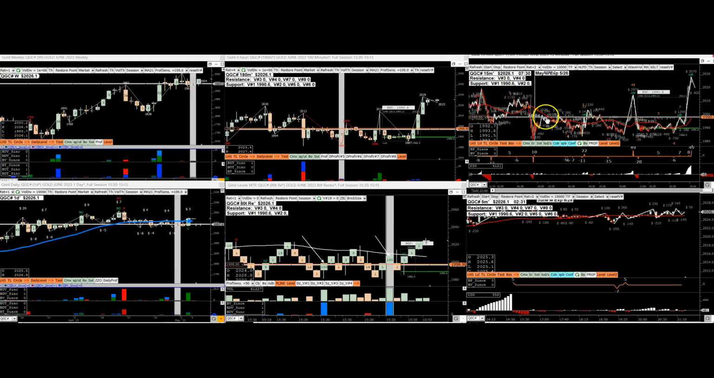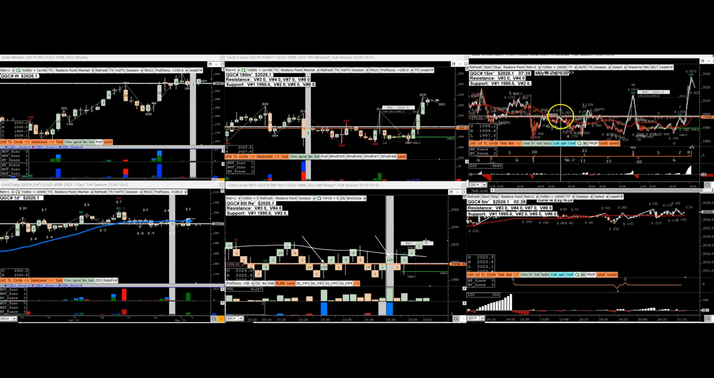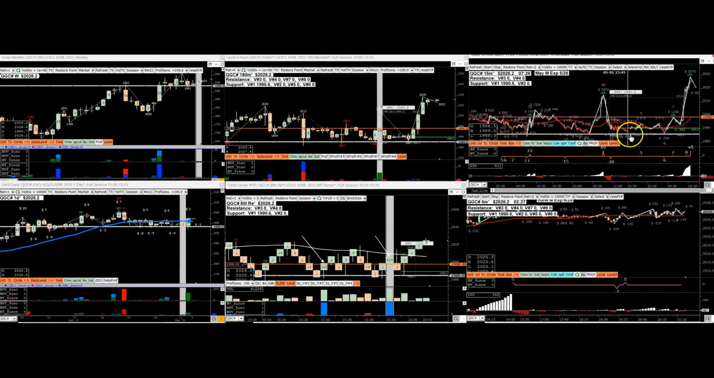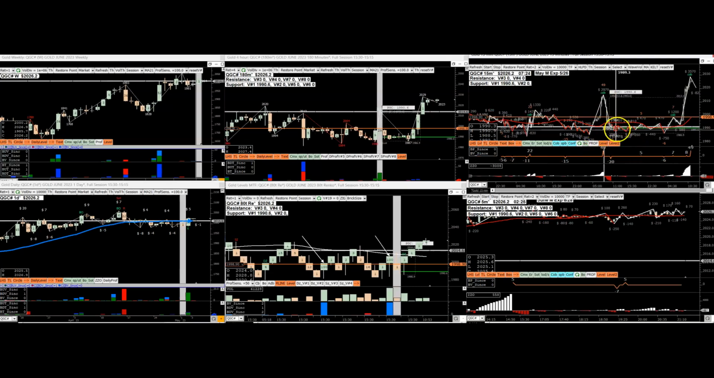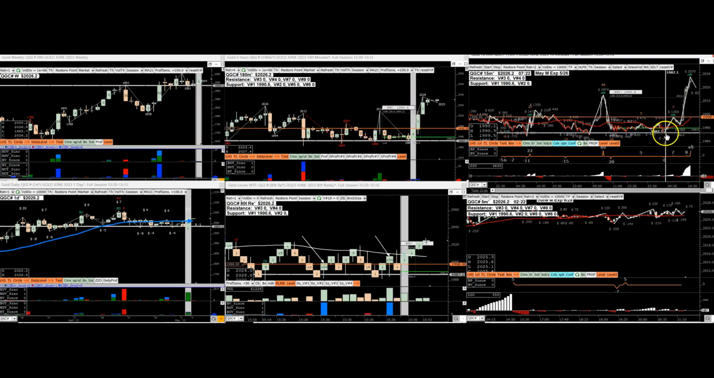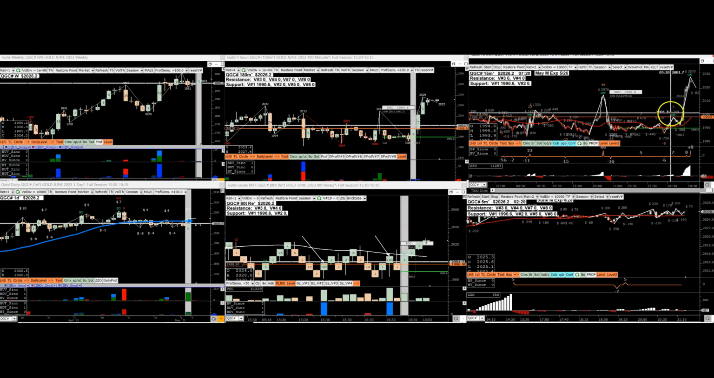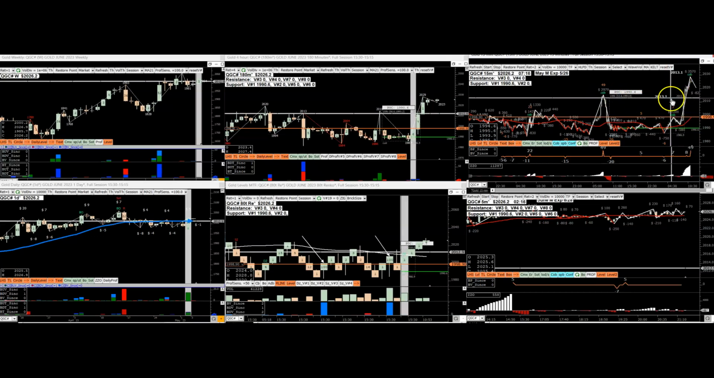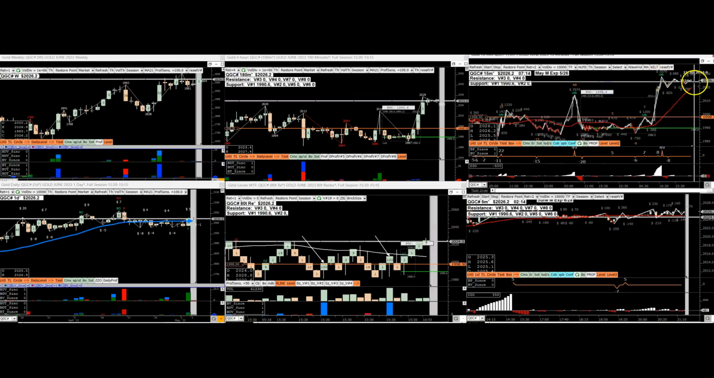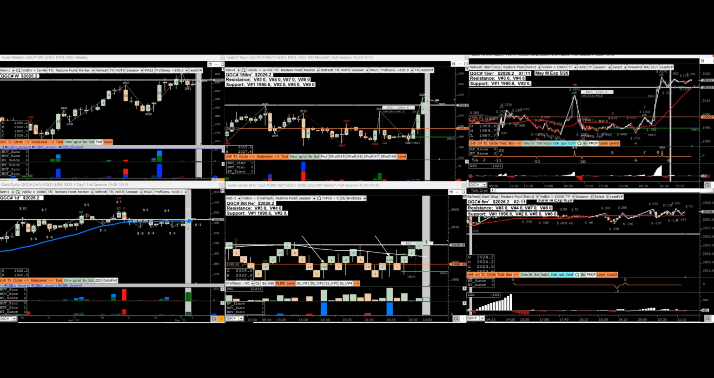You know, like this one here, this change of behavior took out that high, and then puked. Then this change of behavior occurred, came back, reaccumulated. Did a spring, another change of behavior. What are you going to do? Look at the prior high, and bang, takes that out. Now it's moving sideways. I don't know what's going to happen. What I do know is right under 2000 is a very nice area to see what's going to happen.